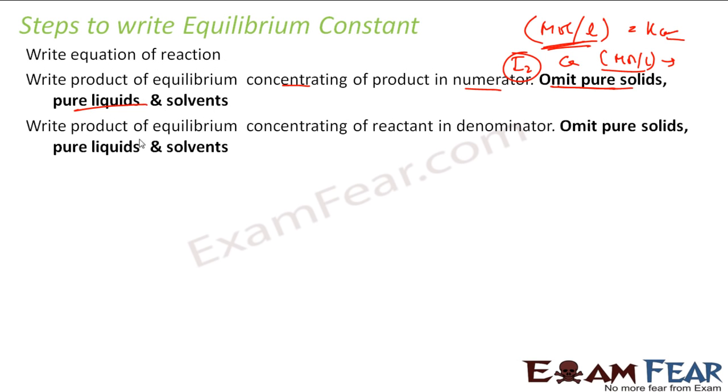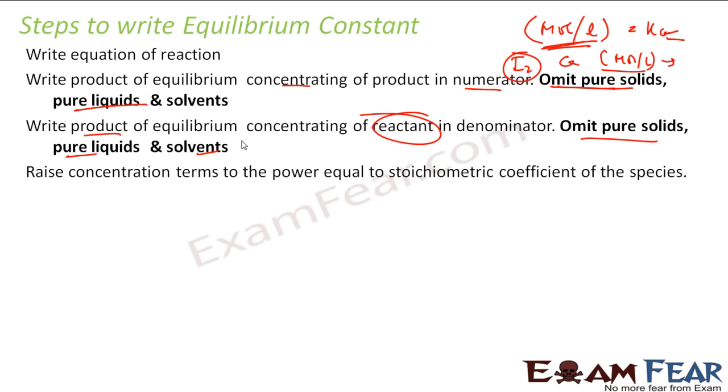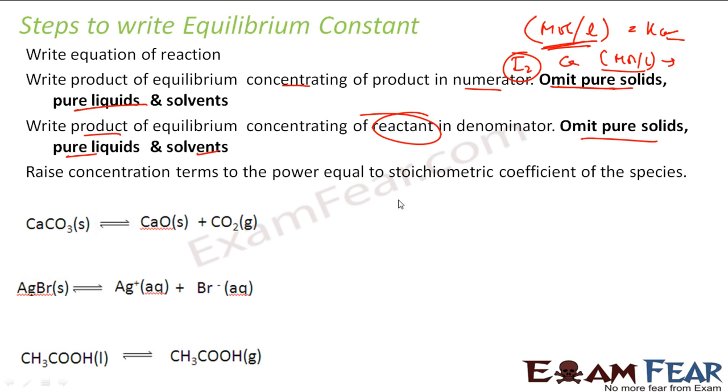And the same thing we do for the reactants, right? Here also we omit the pure solid and pure liquid, because for them the moles per liter part is constant. And raise the concentration to the power of the stoichiometric coefficient. So we'll do this for all these reactions and see how it looks.